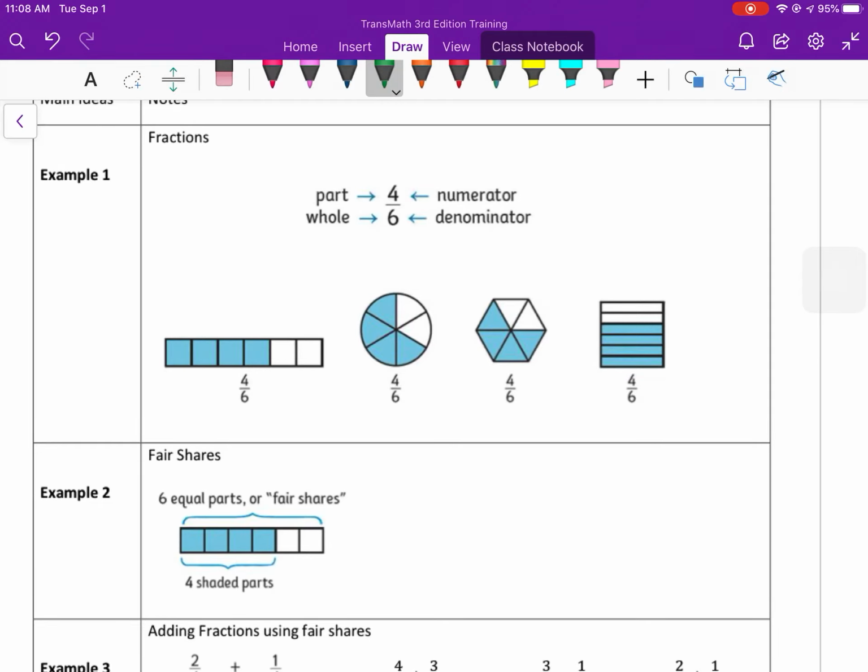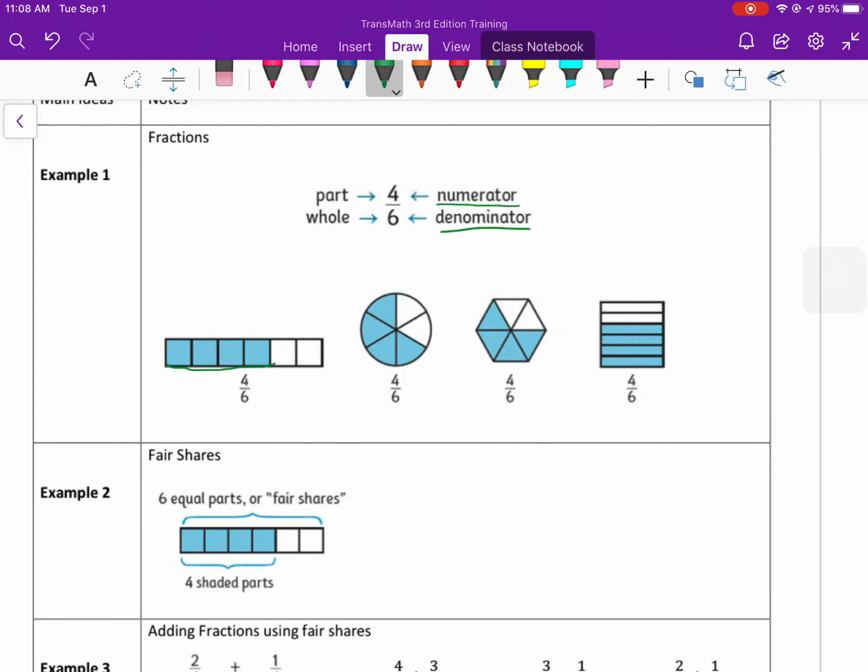On the top of the fraction, we call that the numerator, and on the bottom, we call that the denominator. The numerator is part, and the denominator is the whole. So we read this fraction as 4/6. And you can see some diagrams here. Notice that 4/6 is 4 parts out of 6 total.